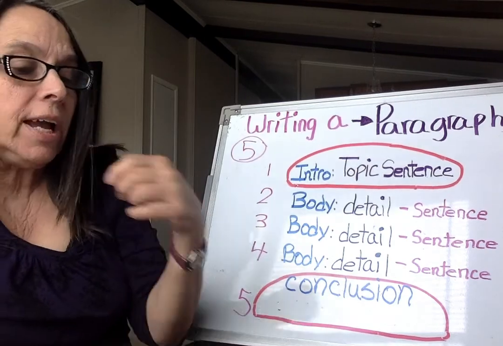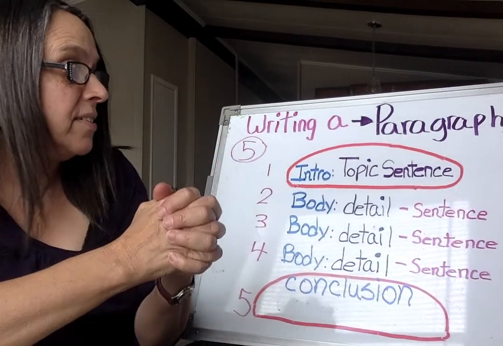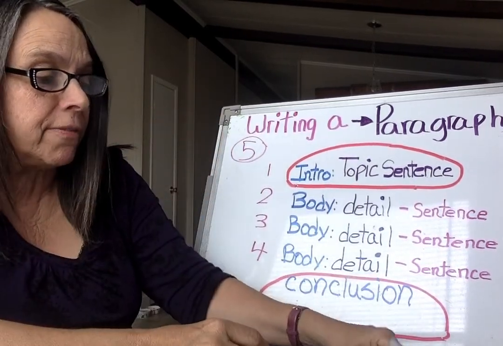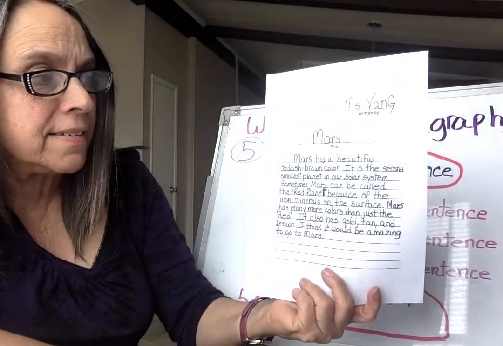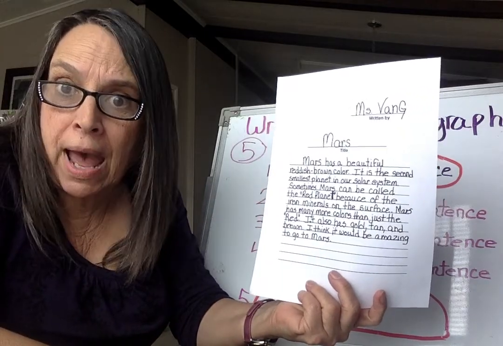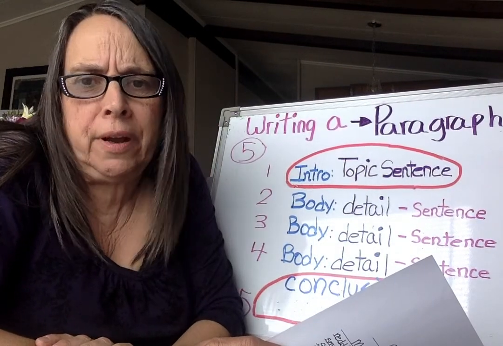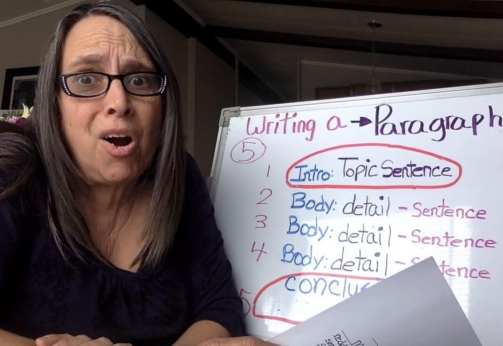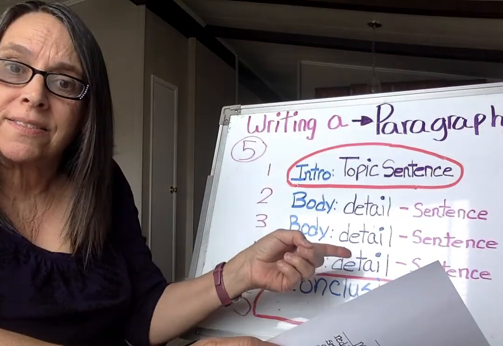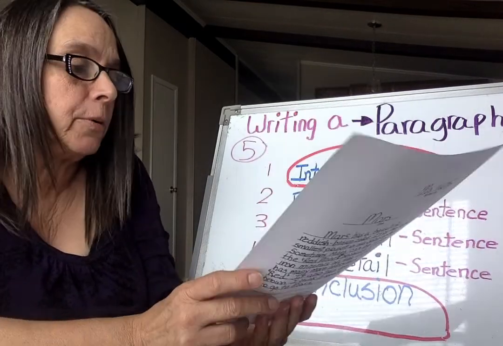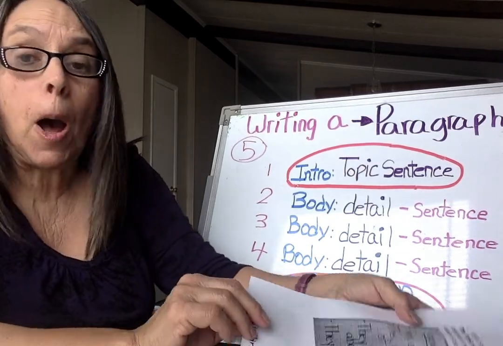So let's look at this. A topic sentence, okay? A topic sentence is the main sentence, the first sentence in a paragraph, okay? I wrote here a paragraph about Mars. My first sentence is, Mars has a beautiful reddish brown color. That is my topic sentence. What's the clue I'm giving you here? What am I talking about? Mars. I'm also talking about colors, so I might talk some more about that in my sentences to go with my topic sentence, okay? So that is our first thing we're going to look at, is the topic sentence.